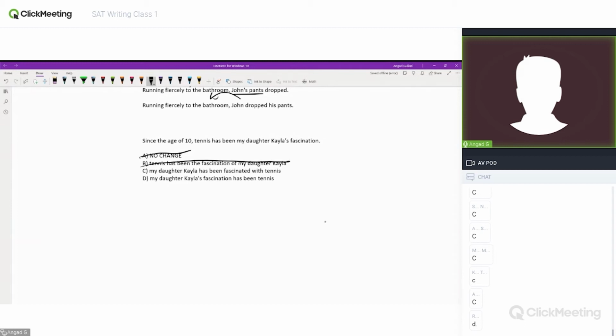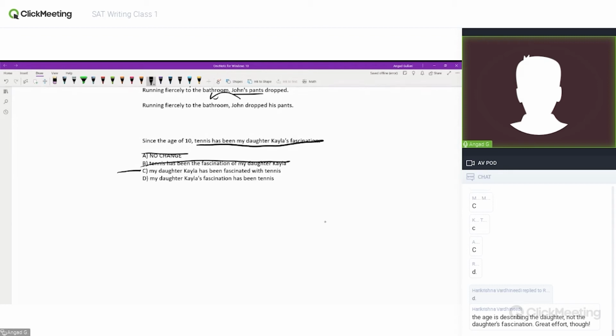So since the age of 10, my daughter, I should have underlined this, but since the age of 10, my daughter Kayla has been fascinated with tennis. I don't see anything wrong with that. My daughter Kayla, the modifier is used correctly. Since the age of 10, her daughter Kayla has been fascinated with tennis. So that seems fine. Let's look at D.